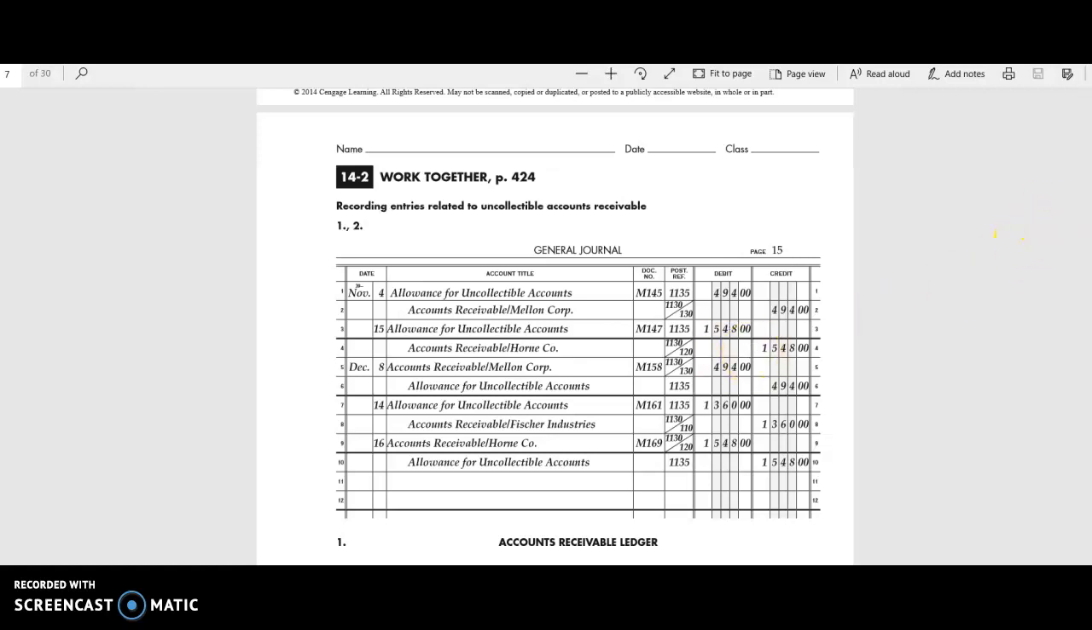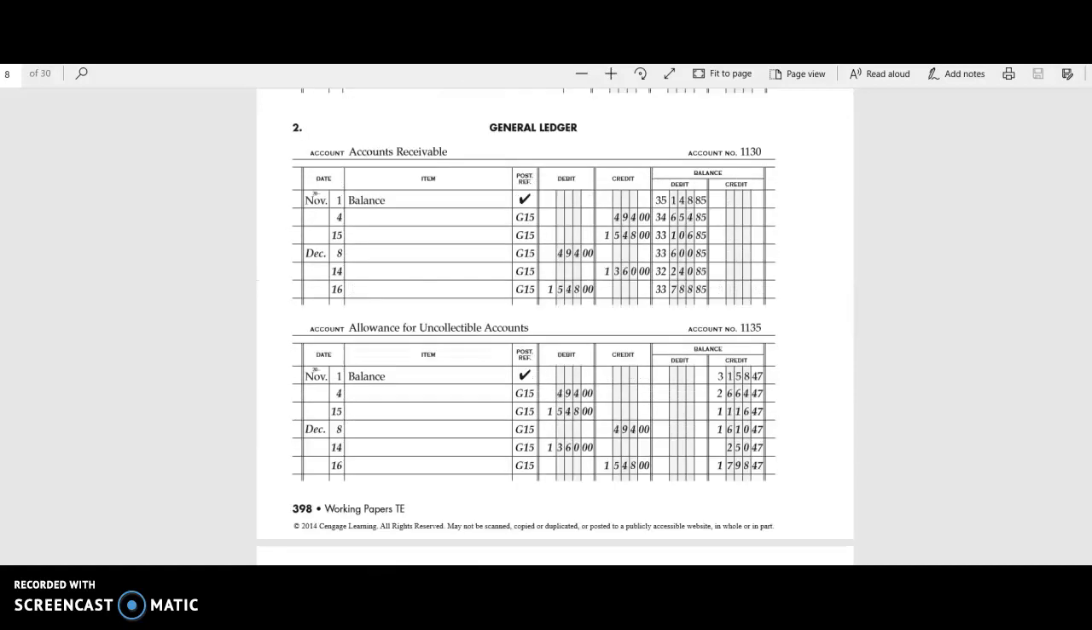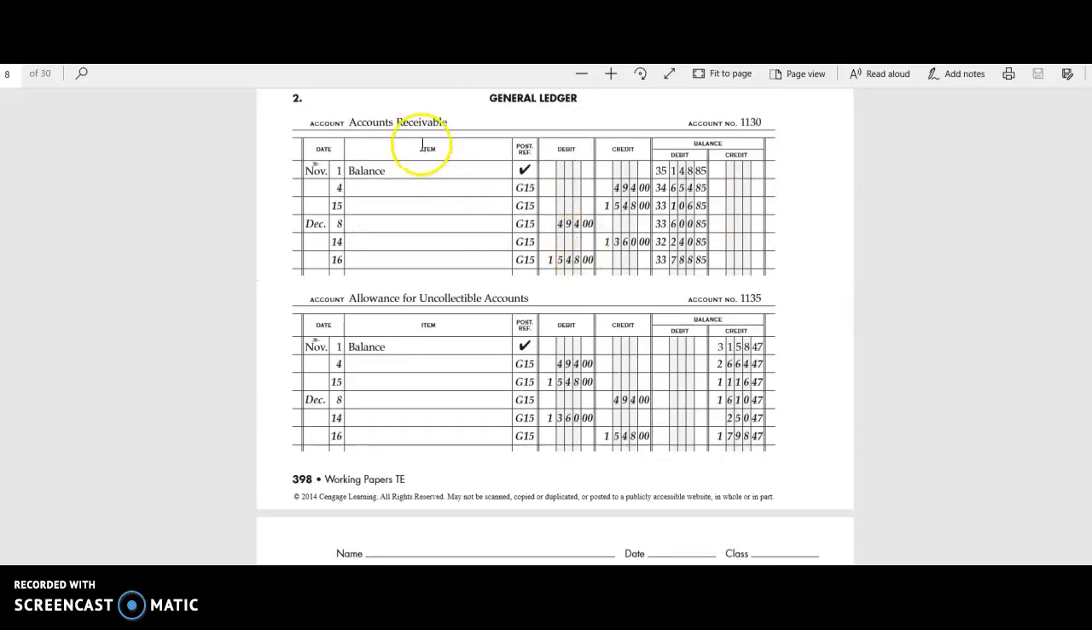So posting is going to look exactly like what we did. We are going to jump to both our accounts receivable general ledger account and our allowance for uncollectible accounts. On the 15th, we're going to post the $1,548 as a debit, which then makes the balance for uncollectible accounts go down because that has a credit balance. And we're going to credit account receivable for $1,548, which brings the account receivable general ledger balance down because the credit subtracts from the debit balance, to $33,106.85.